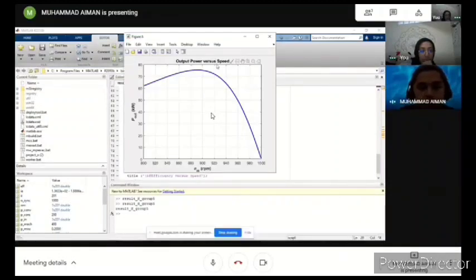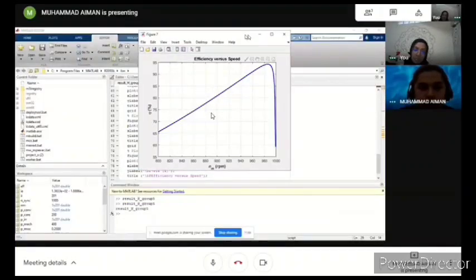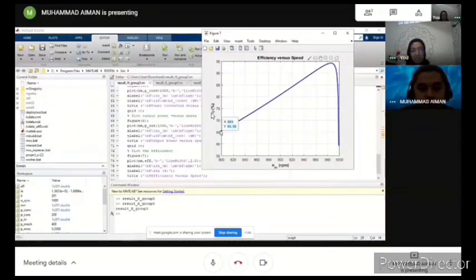Then figure 6 comes out with the title output power versus speed. When the speed is 800 RPM, the value of output power is 61.94. The maximum output power is 75.33 when the speed achieves 891 RPM. Figure 7 has the title efficiency versus speed. When the speed is 800 RPM, the value of efficiency is 65.58. The maximum efficiency is 94.16 when the speed achieves 986 RPM.